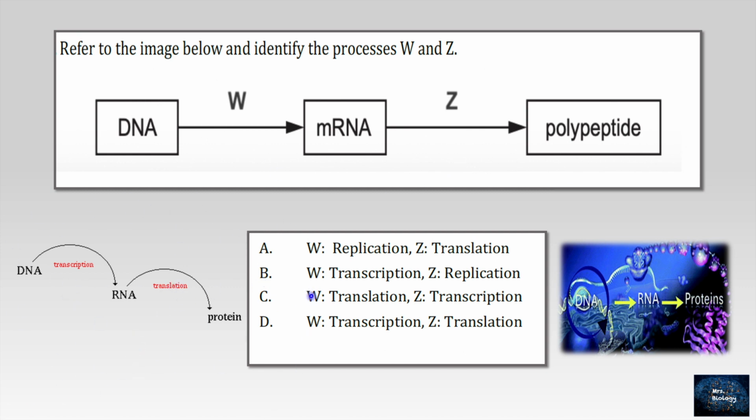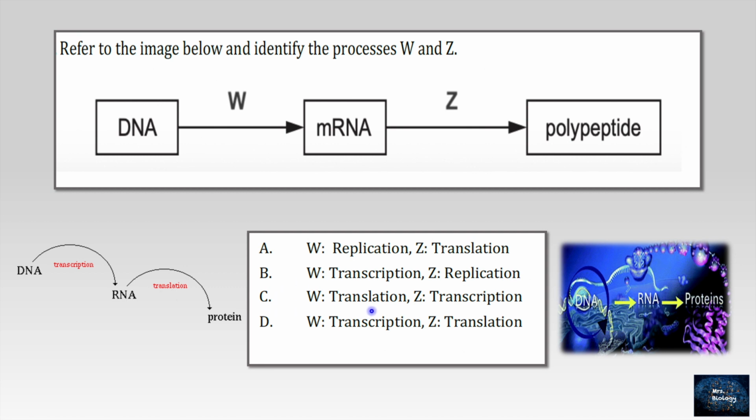Let's read the choices. Choice A. W is replication, Z is translation. Z is right, W is wrong, because replication is not here. B. W is transcription, that's right. Z is replication. Again, replication is not in this process.